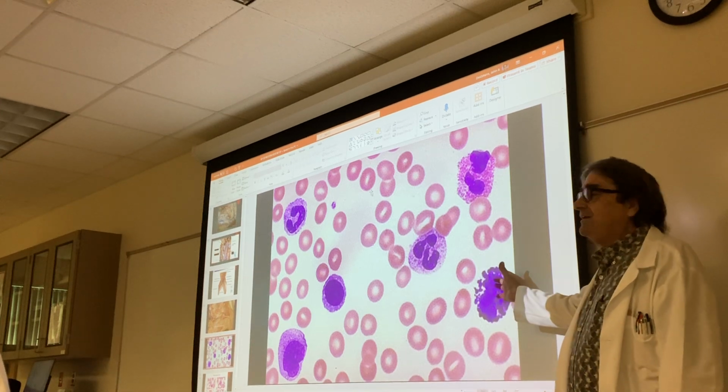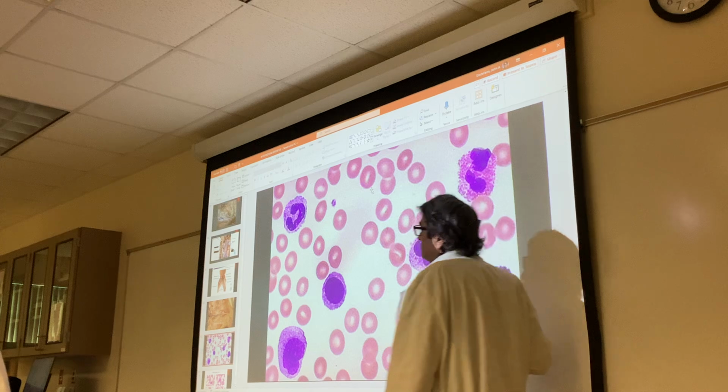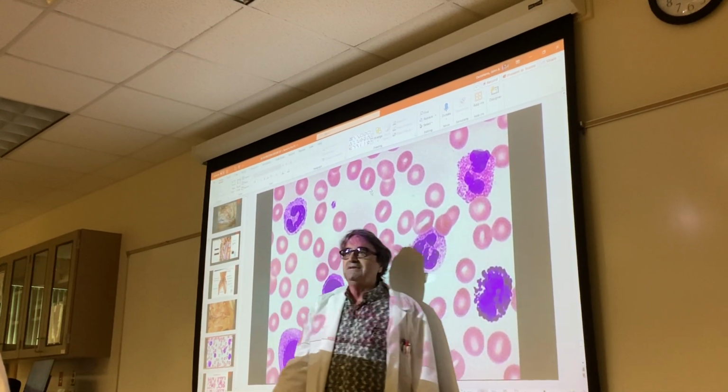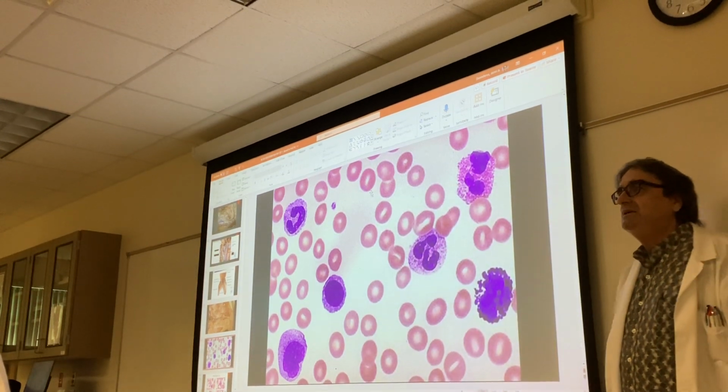Do not be surprised that the position of the picture is not just like this. The basophil might not be down in the right lower corner, it might be up here, or it might be over here. Don't memorize the position, please. You should know what they look like.